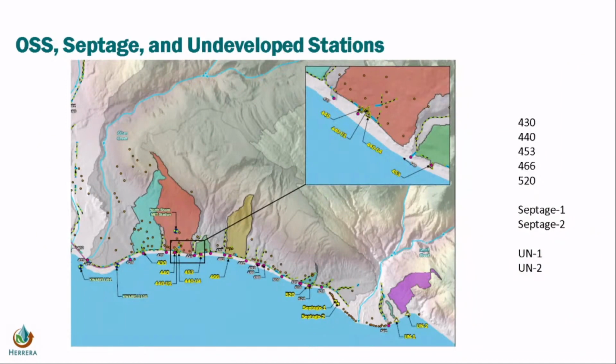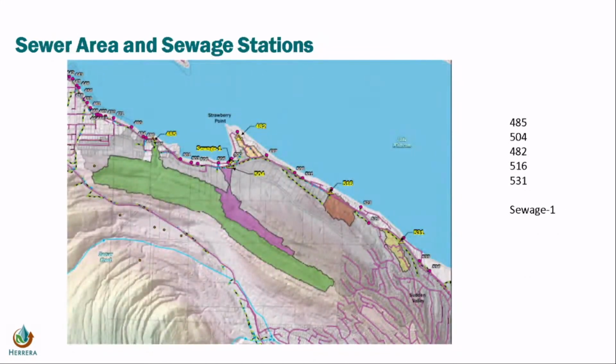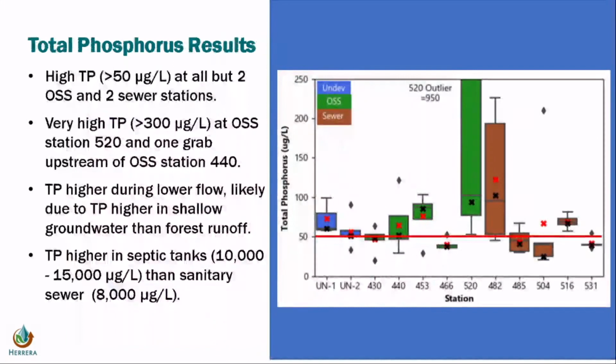Here's just a map of the drainage basins that we delineated using Lidar to each of the 5 OSS drainage sampling outfalls, along with the 2 septic systems to the southeast, and further to the southeast, the 2 undeveloped sites. And across the lake are the 5 sewer area outfalls that we sampled of varied basin size, along with the sewage site draining the Strawberry Point neighborhood.